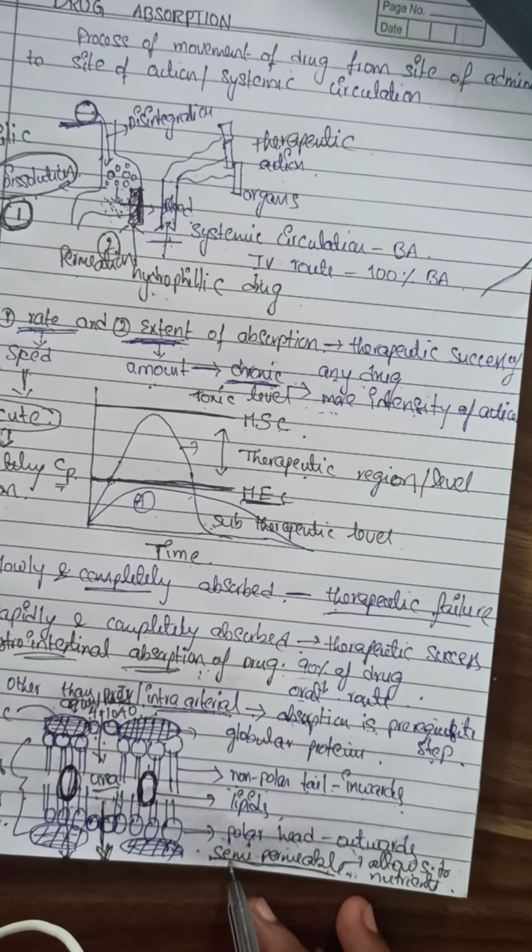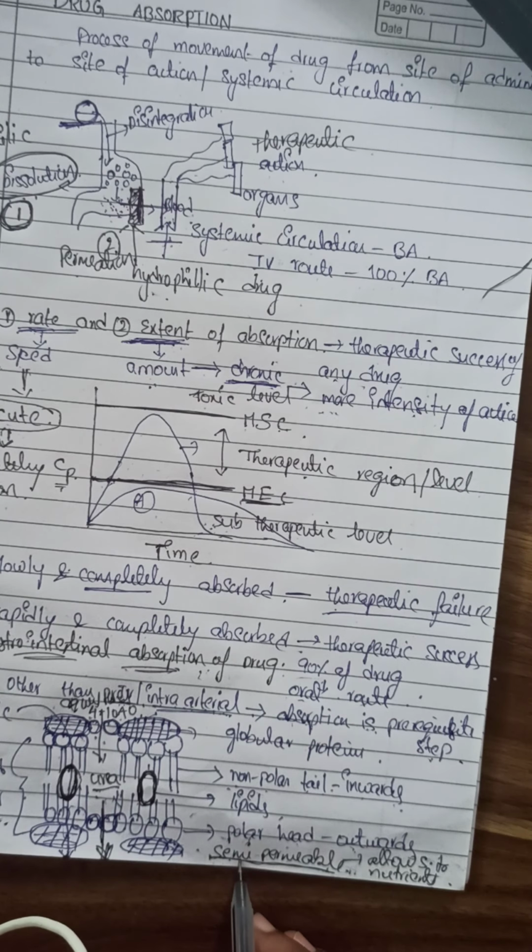And here the membrane is semi-permeable in nature, which allows all the nutrients, whereas it does not permit the medicaments and toxic metabolites. That's why there is survival of the living things.